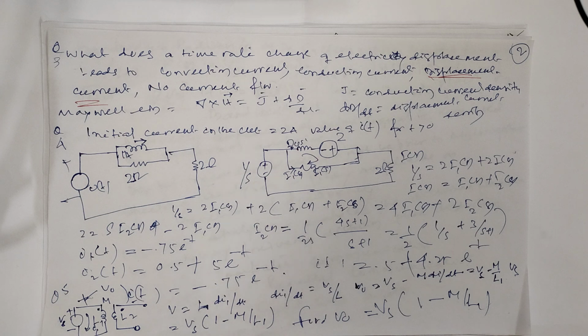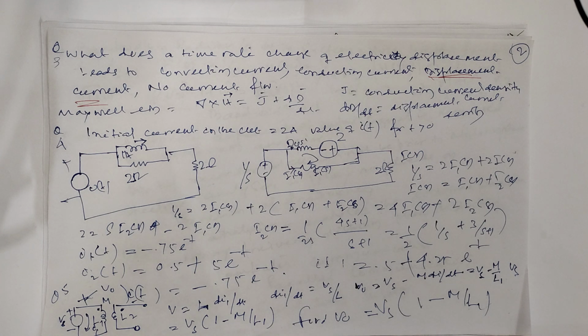Here is question number 3. Actually, curl H is equal to the conduction current plus the displacement current. J is the conduction current, and ∂D/∂t is the displacement current. So the answer will be displacement current.